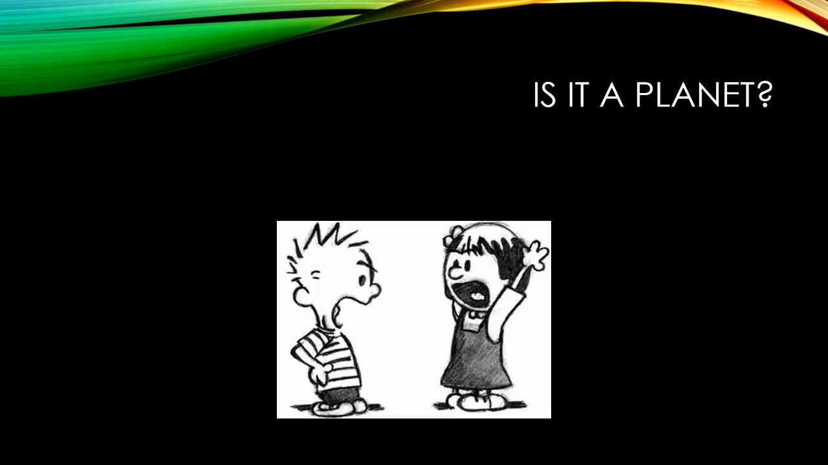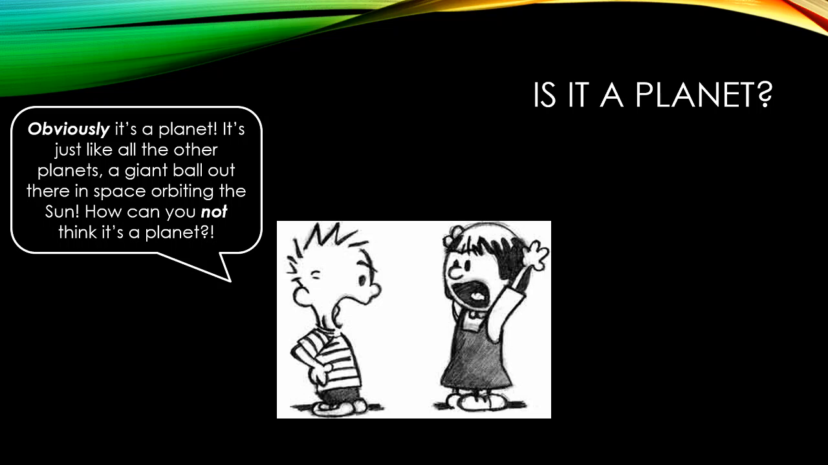Now here's the thing. For a long time, scientists were arguing back and forth about is Pluto a planet or is it not. There was yelling and shouting and debate all the time, and you'd have one scientist who'd say something like this: obviously it's a planet. It's just like all the other planets. A giant ball out there in space orbiting the sun. How can you not think it's a planet?